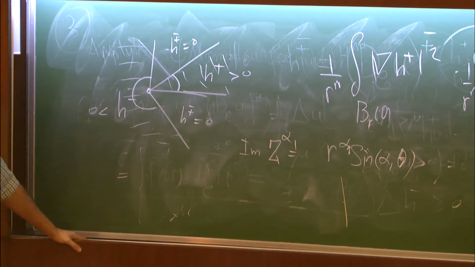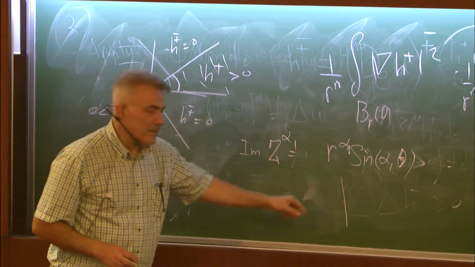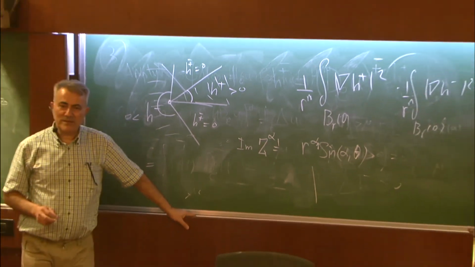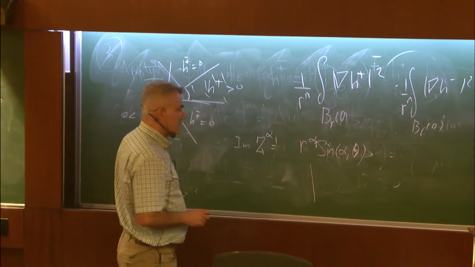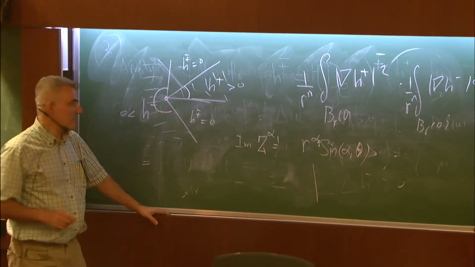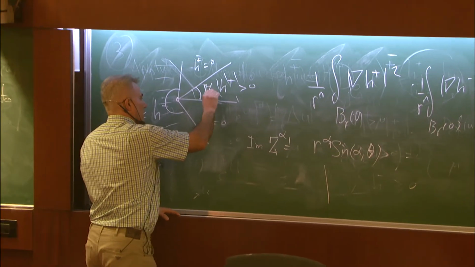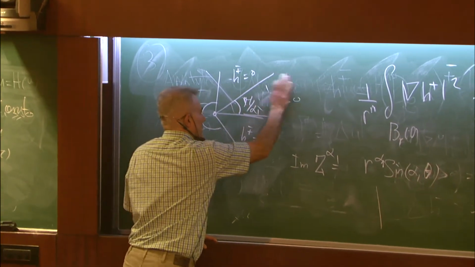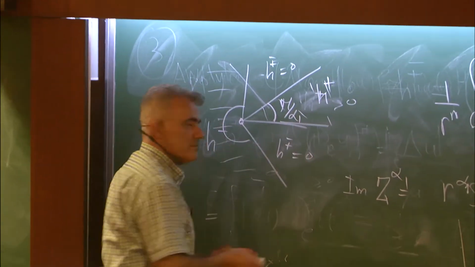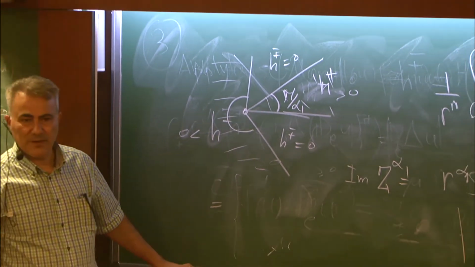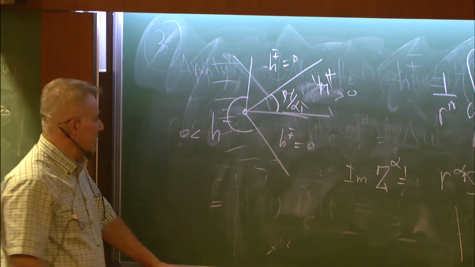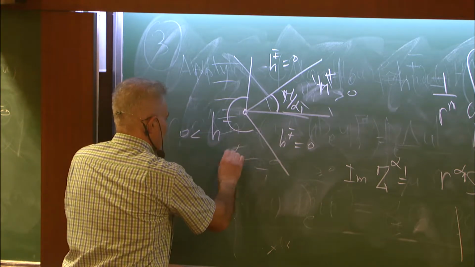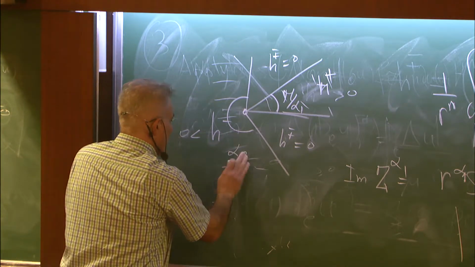So this is 0 next time when alpha 1 theta is pi. So alpha 1 theta is pi, it means theta is pi over alpha 1. So this angle is pi over alpha 1. And this angle is pi over alpha 2.